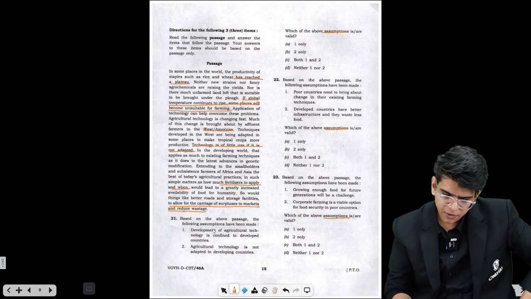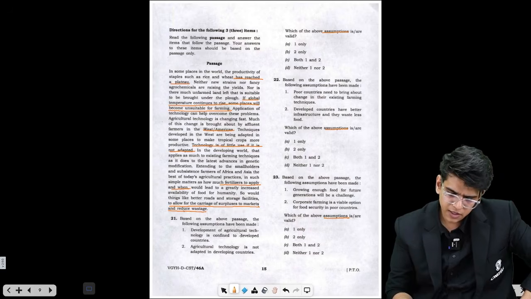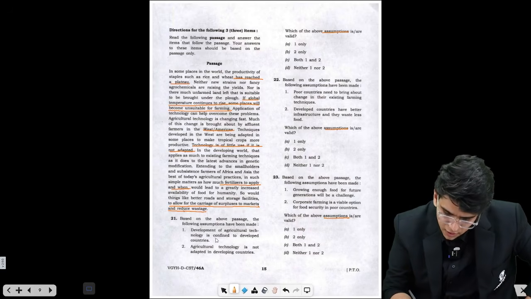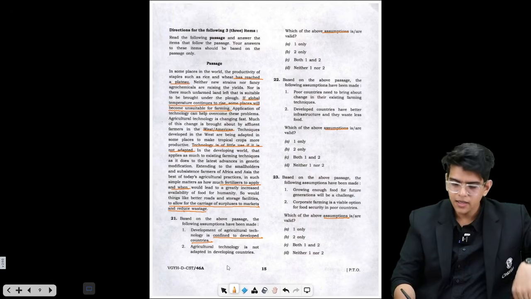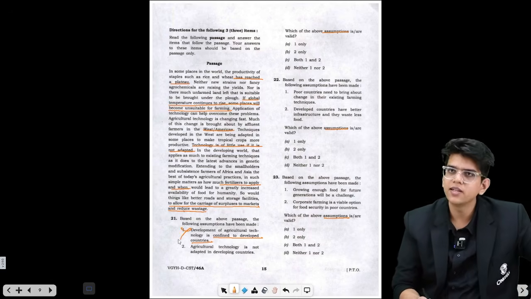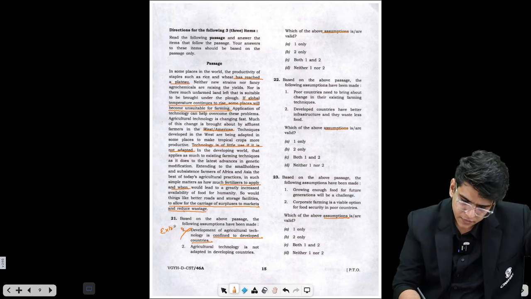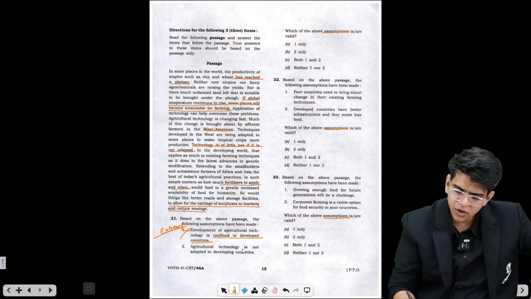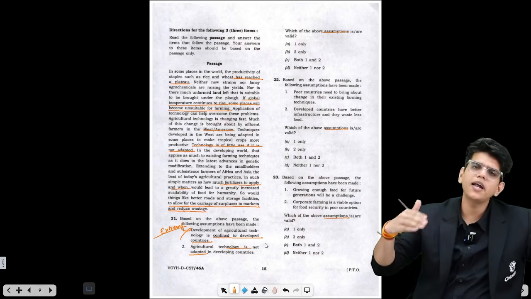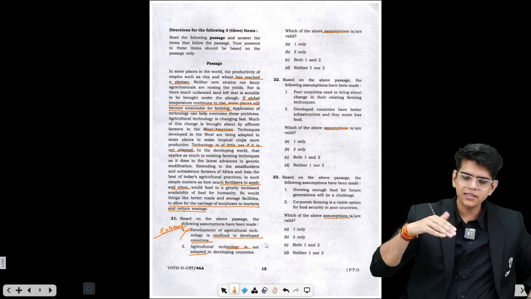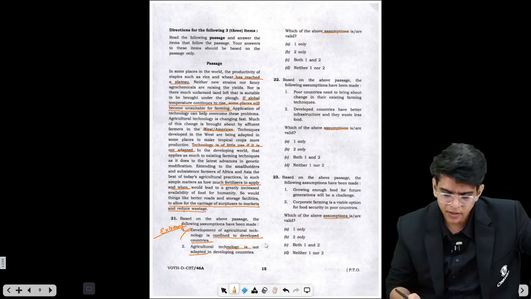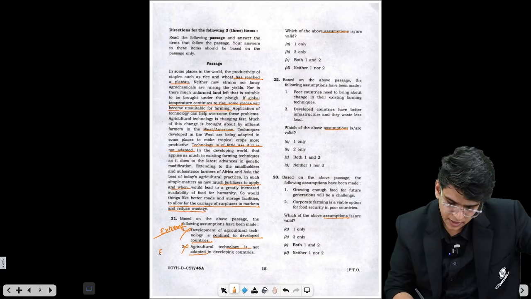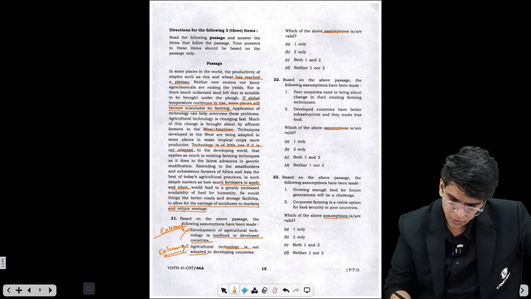Based on the above passage, the following assumptions have been made. Development of agricultural technology is only confined to developed countries. Developing technology is not adopted in developing countries. Both are wrong, right? It is not confined only to, it is extreme. Again, agriculture technology is not adapted in developing countries. It is not adapted at a large scale as it may be in the West or Americas, but it is adopted, right? You can't say it is not adopted in developing countries. Again, extreme. Which option? Option number D.